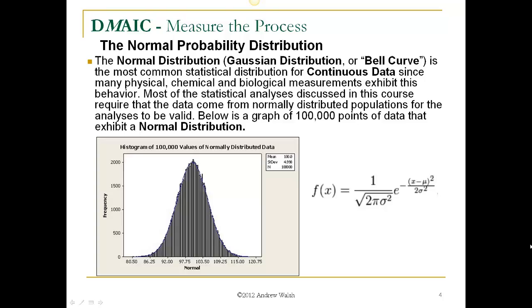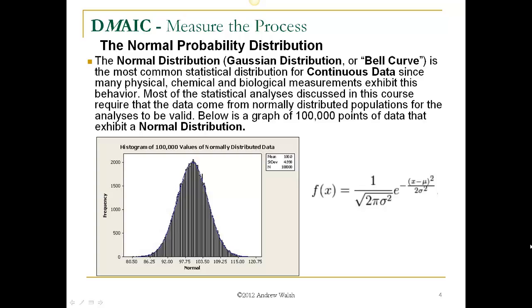The normal distribution, or Gaussian distribution, or what's commonly called the bell curve, is the most common statistical distribution for continuous data, since many physical and chemical and biological measurements exhibit this behavior. Most of the statistical analyses discussed in this course require that the data come from normally distributed populations for the analyses to be valid.